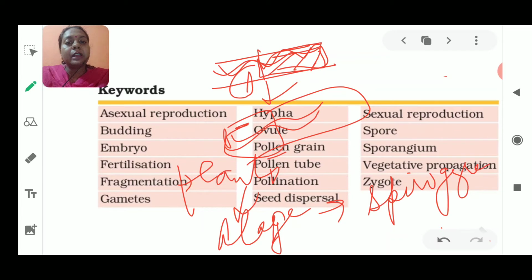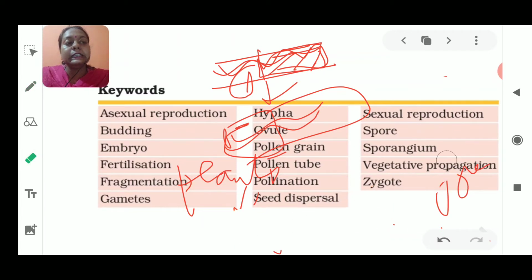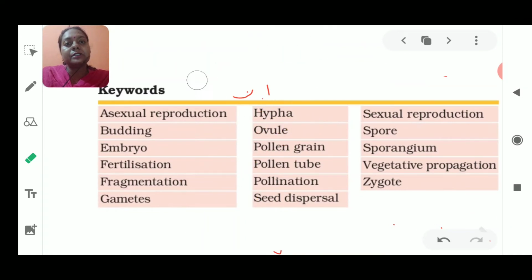Okay, so Spirogyra is an algae where this fragmentation is commonly seen. Sometimes the algae breaks up and forms two or three small fragments, and all those small fragments are going to germinate and grow in the form of a new plant. Okay, so this is how fragmentation takes place.